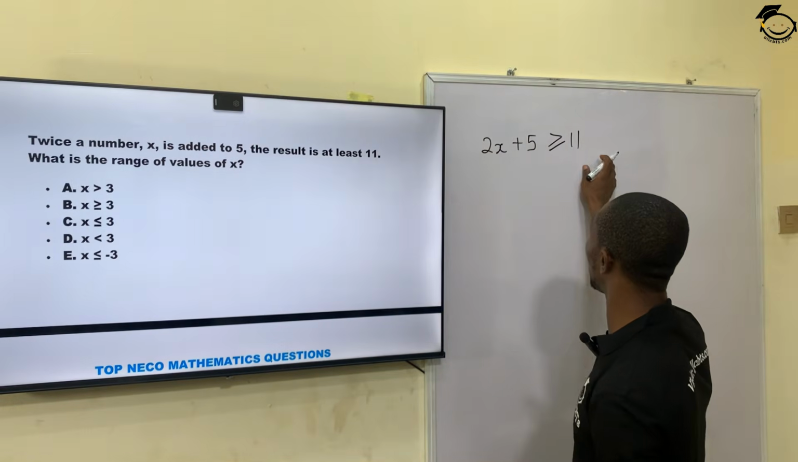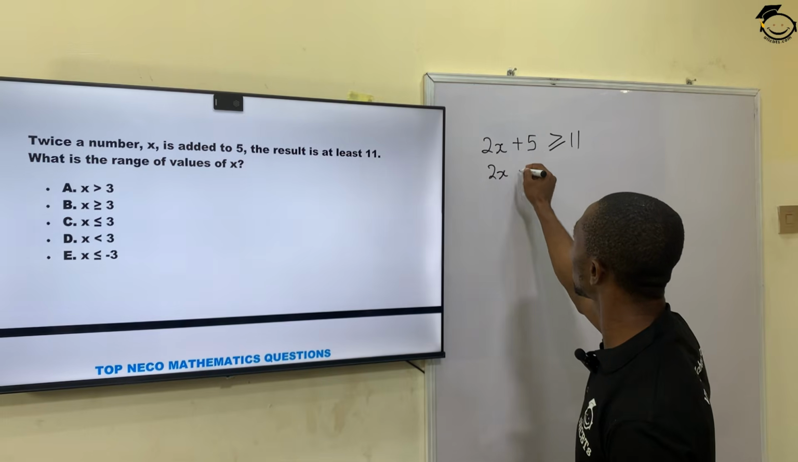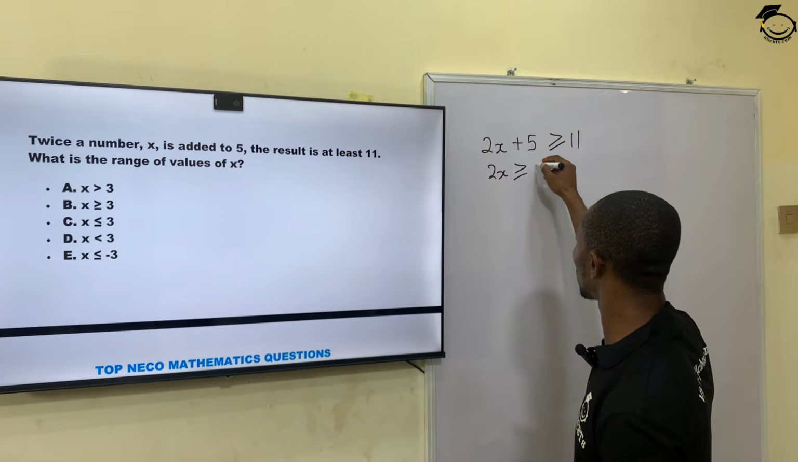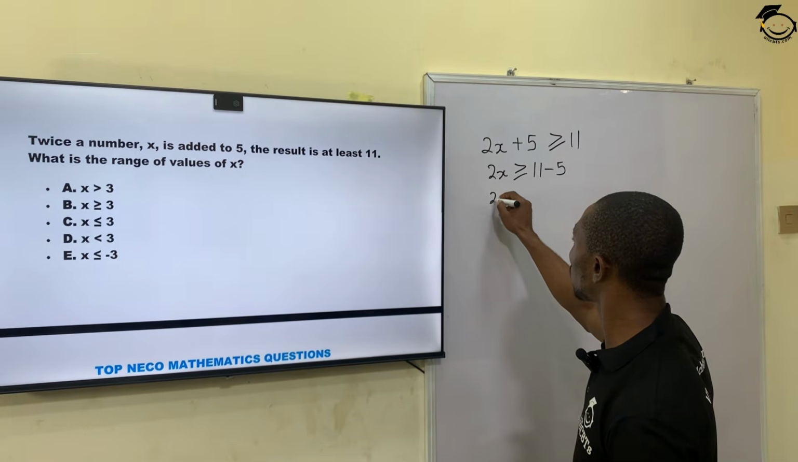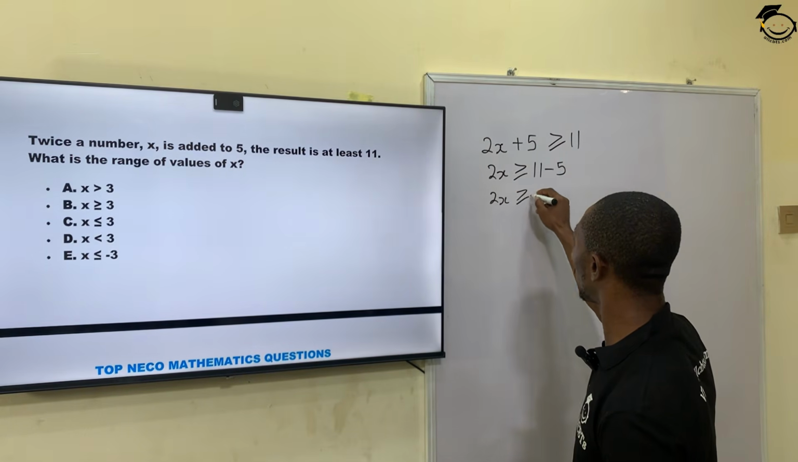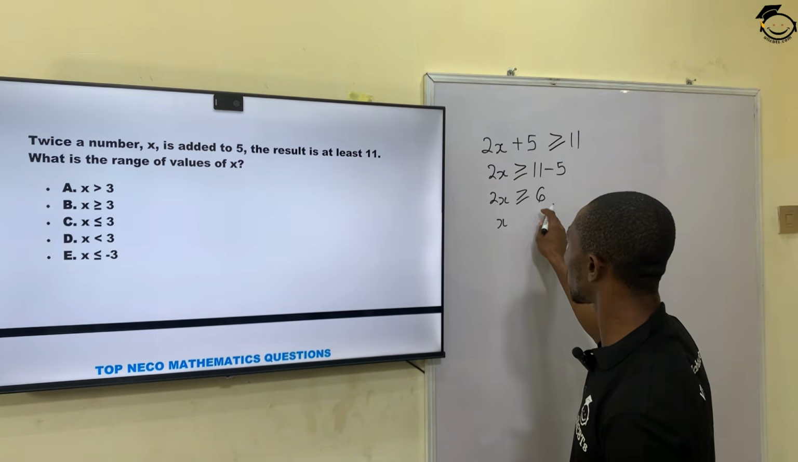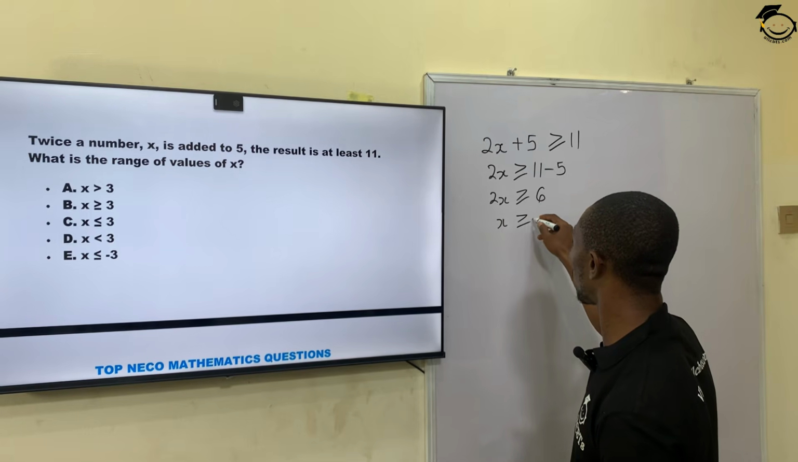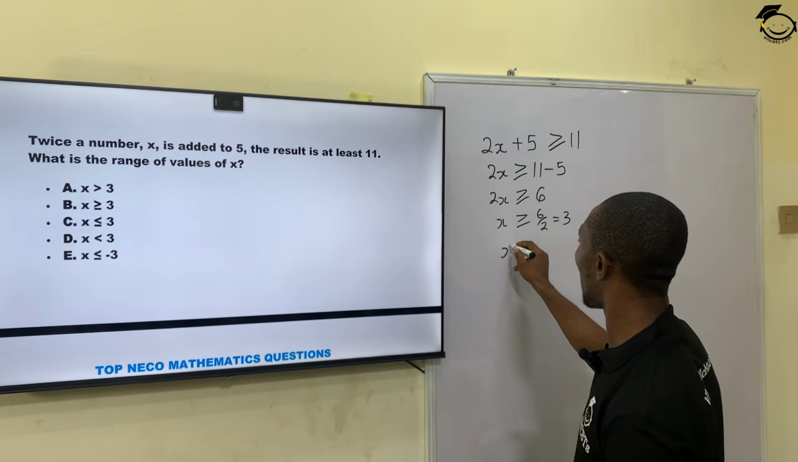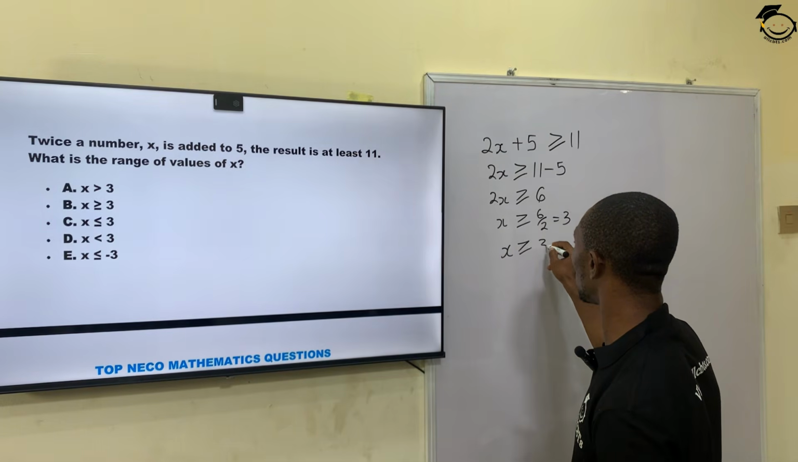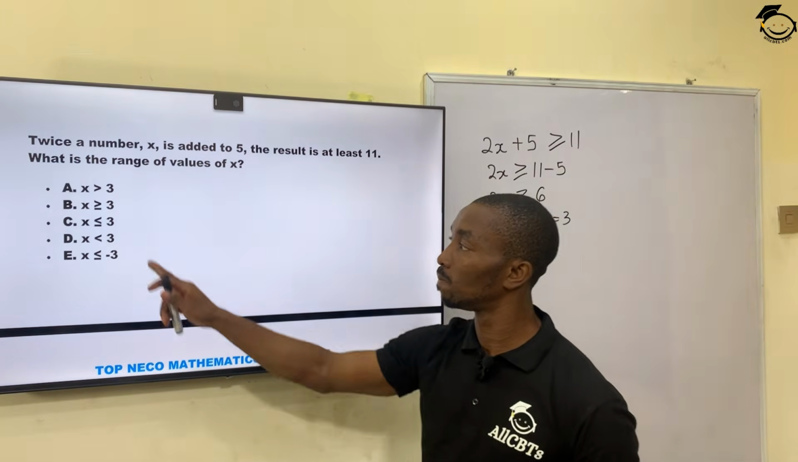So we have to solve this inequality, and in doing that, we have 2x greater than or equal to 11 minus 5. So this gives us 2x greater than or equal to 6. So x, dividing both sides by 2, is greater than or equal to 6 over 2, which will give us 3. So x is greater than or equal to 3, which is our option B.